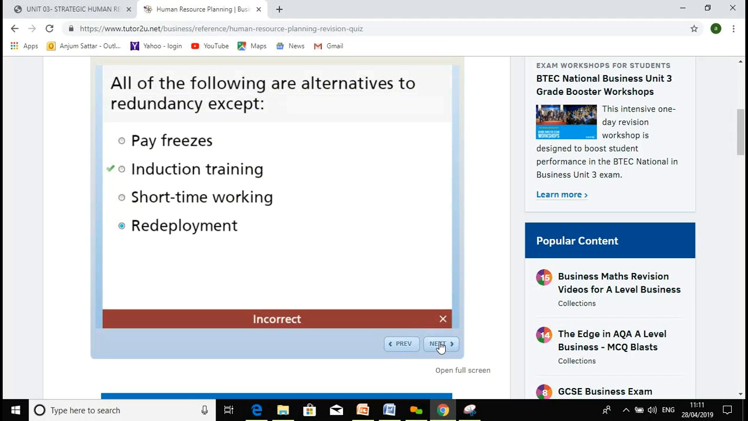So that's the only one we missed. That's supposed to be induction training. The following are alternatives to redundancy except. All the following are okay. I understand it now. I didn't read it properly. They just used the word except, so that's the confusion. Okay, so well done, great.